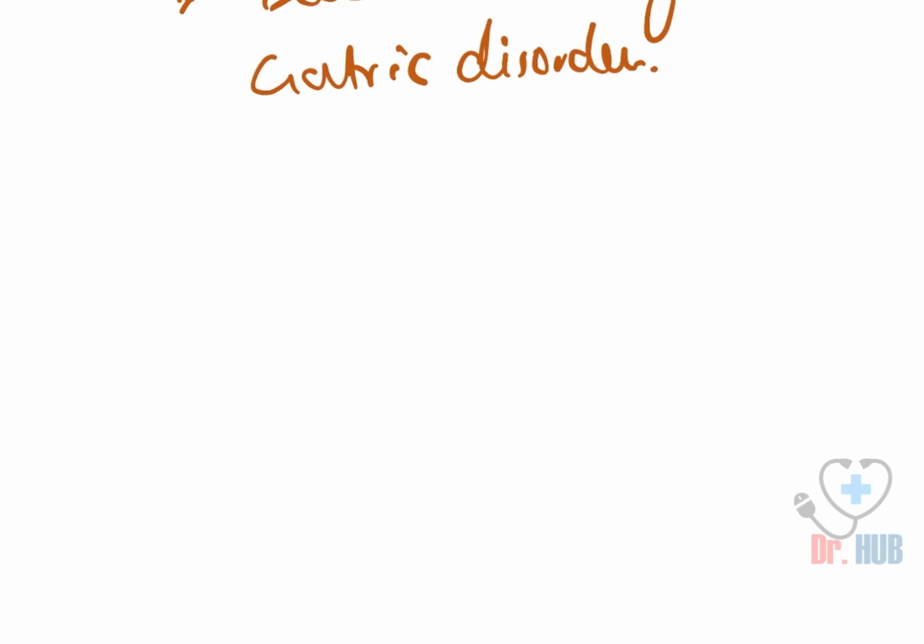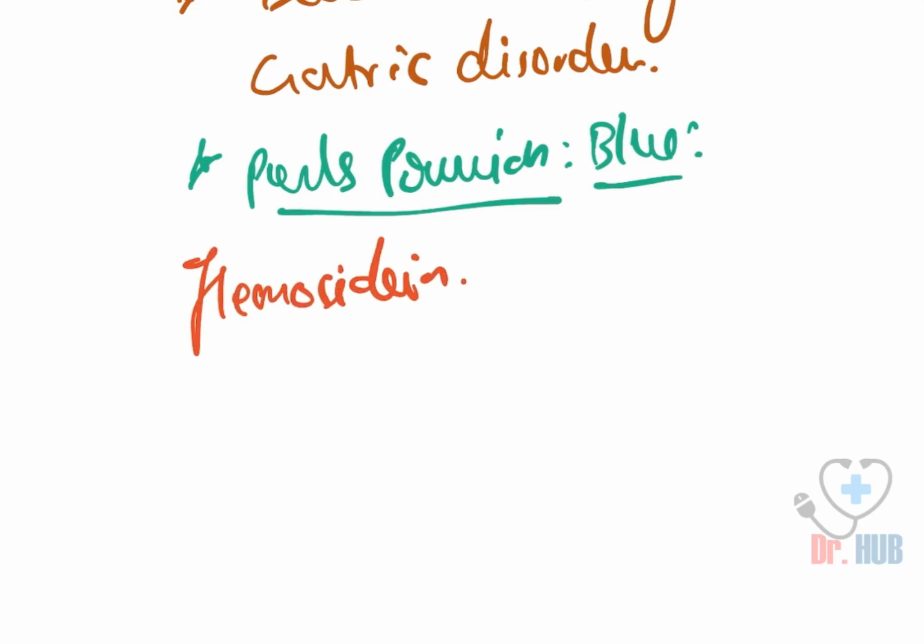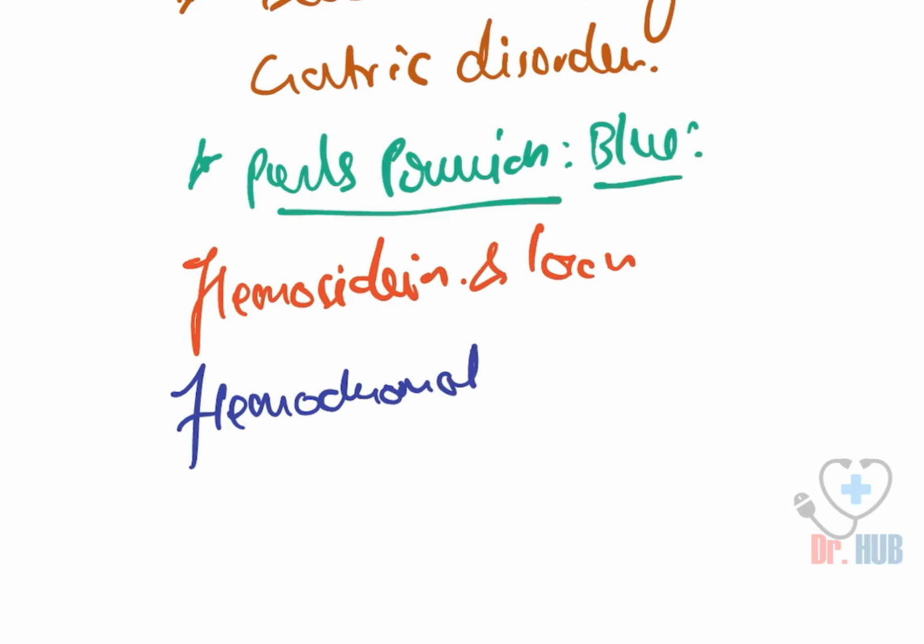Then we look at the staining, that is the Perls' Prussian blue. Perls' Prussian blue is used to demonstrate hemosiderin as well as iron. The disorder it includes is hemochromatosis.